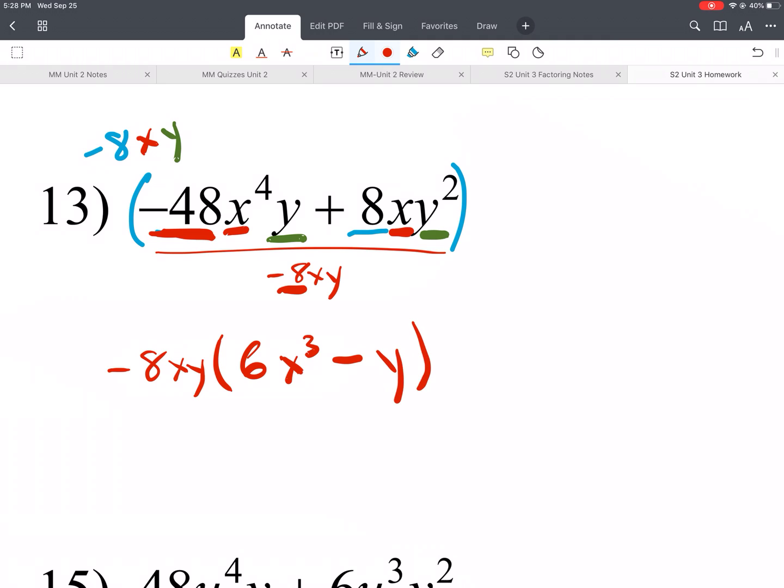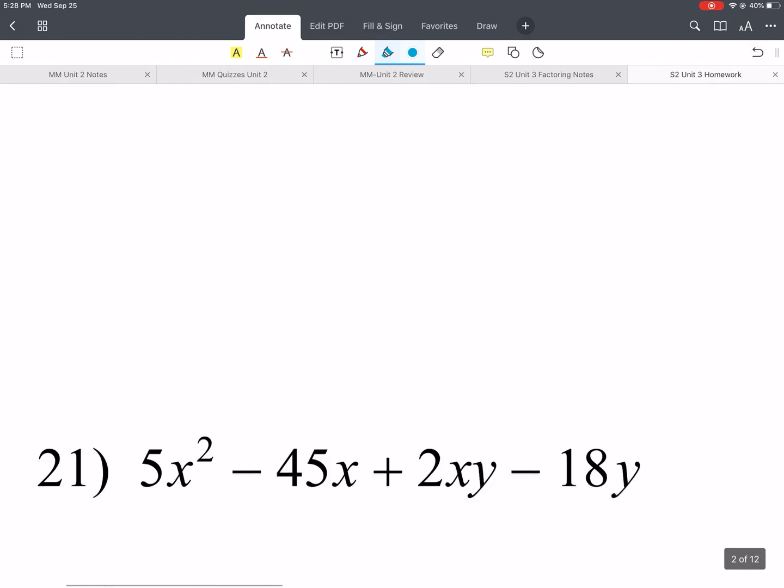Okay, and one thing I didn't mention is if you ever want to double check your answer, you can always do the opposite of what we're doing. The opposite of factoring is distributing. So if you wanted to, you could distribute these back out and make sure that you had it exactly the same. Okay? All right, one last thing.